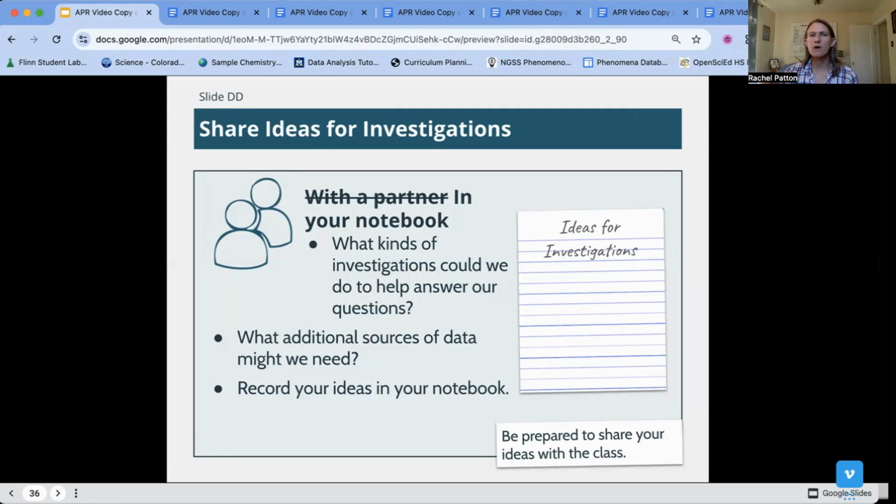Take a moment and think about what sort of investigations we could do to help us answer all of the questions that we came up with about lightning. Think about what sort of data you might need. Record those ideas in your notebook. Pause here if you would like to give yourself some more time to think and record your ideas.